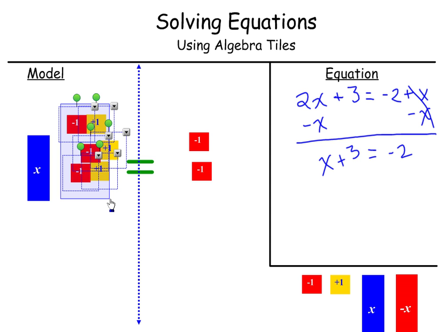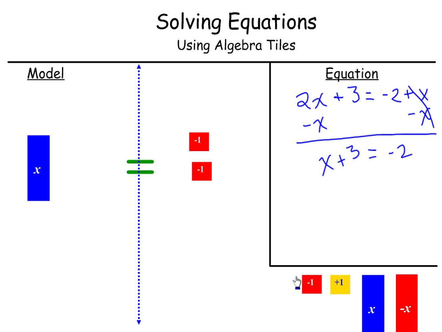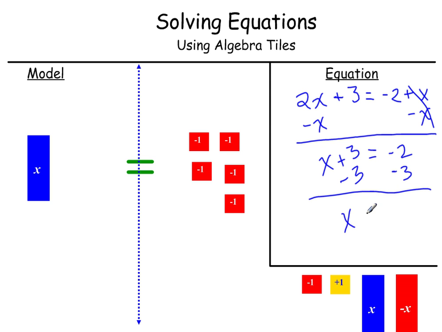And let's highlight these because they're gone. And whatever I did on one side, I got to do the other. And I add my 3 and do it by hand. I subtract my 3. Subtract my 3. And I'm left with x equals 1, 2, 3, 4, 5. And they're all negative.